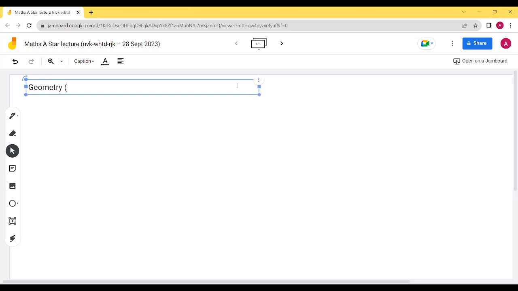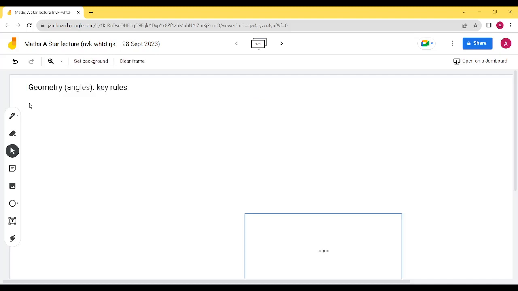All right. So we're going to start by looking at some key rules. These are just some basic rules that you will see come up time and again.